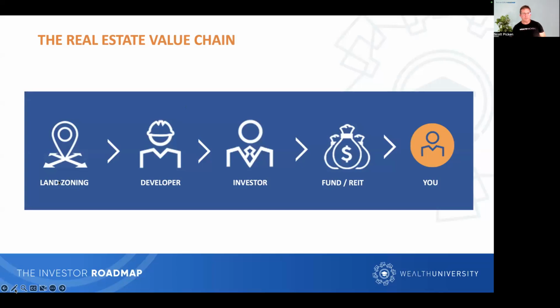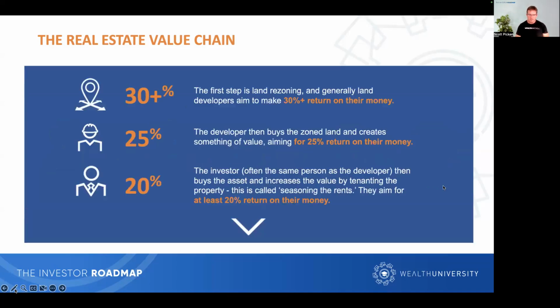You've got land zoning, you've got the developer, you've got the investor, you've got the fund and the REIT, and then you've got you and me. So a land developer is looking for a return, an IRR, of about 30%. And now some people turn to me and they go, Scott, I don't get 30%. Well, I know you might not necessarily get it, but that's the target return of what they're looking for. A developer is looking for a return of about 25%. An investor is looking for an income of about 20%.